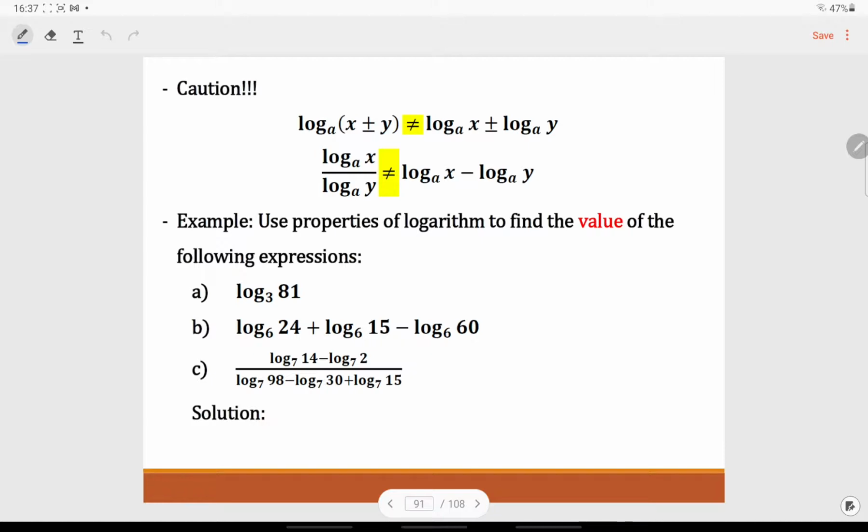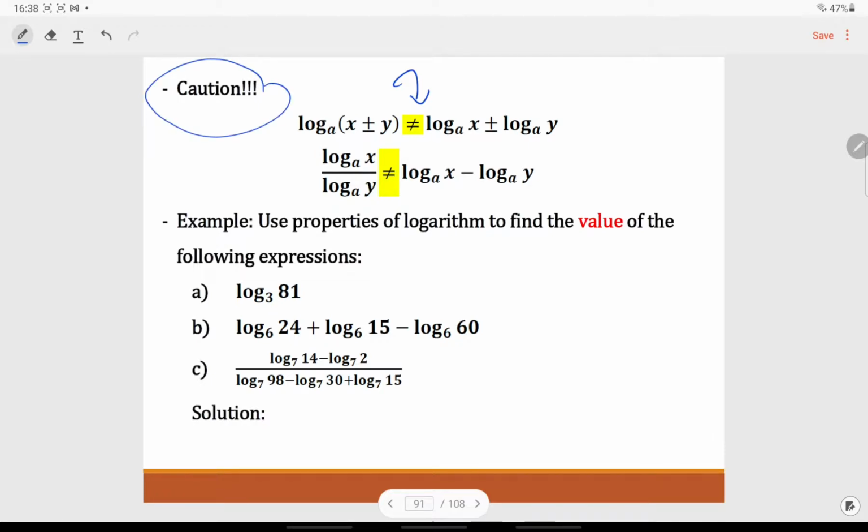Caution: be careful that you need to remember that the log of x plus or minus y is not equal to log x plus y or log x minus y. Be careful. The same goes with division: log x base a over log y base a is not equal to log x base a minus log y base a. Be cautious.